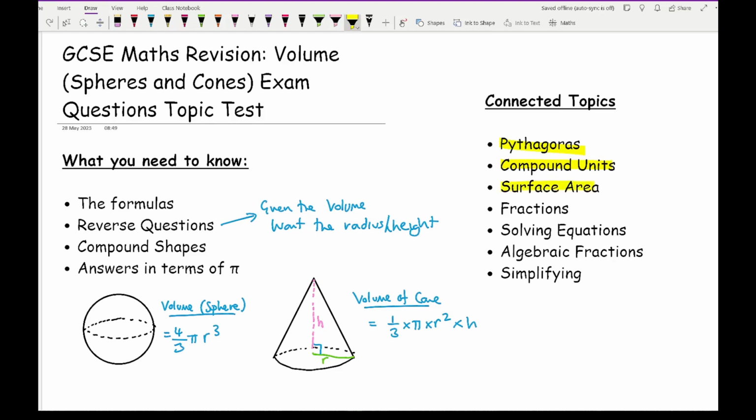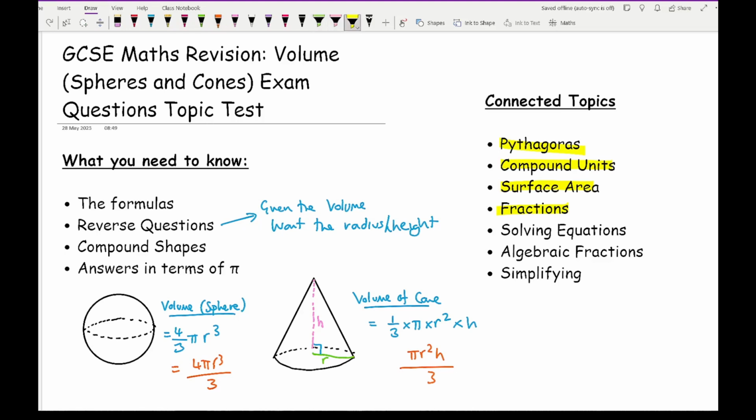Also links with surface area, fractions, again with fraction calculations, because obviously as you can see the formula involves, well, for a sphere it involves 4/3 and for a volume of a cone it involves 1/3, but you can see no other terms involve a fraction. So another way of writing the formula is to write 4 pi r cubed all over 3. Another way of writing the volume of a cone is pi r squared h all over 3. So that eliminates the need of multiple fractions, but again just be mindful of different ways of doing it.